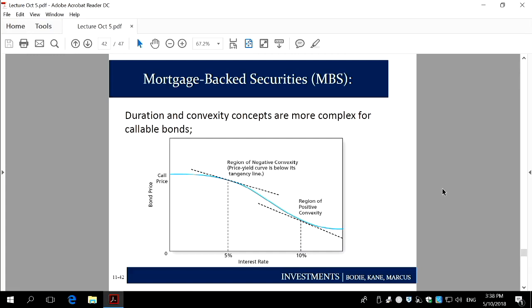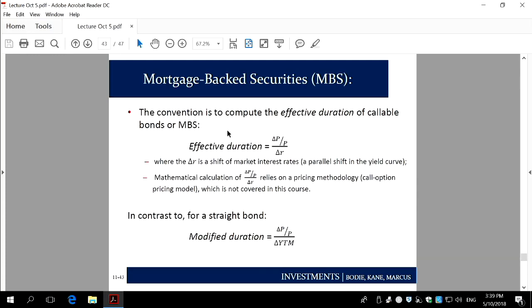Okay. How about the duration of this mortgage-backed security or the duration of callable bonds? The mathematical formula is also a little bit different. The convention is to compute something called effective duration rather than duration. This is a new phrase. It's called effective duration, just for callable bonds or for the mortgage-backed security. So what is effective duration? It's very similar to the duration of regular bonds. The percentage change of price over delta R, which is a shift of market interest rate.